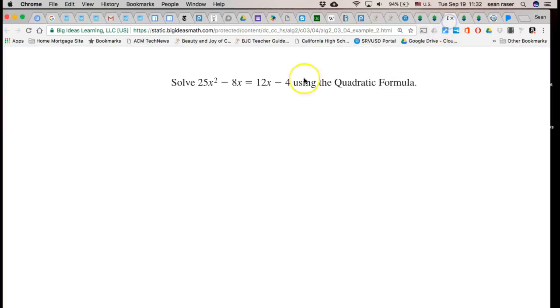All right, so what you'll notice first is that we've got a quadratic, but this is not in standard form right now. The right-hand side is not equal to 0, and all of our terms are not on the left-hand side. So the first thing we need to do is take our equation and put it in standard form. That involves rearranging these terms so that they're all on the left and then writing them in order from greatest exponent down to the least. So let's go ahead and do that right now.